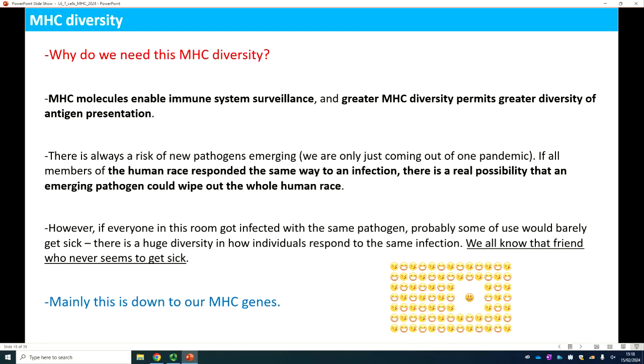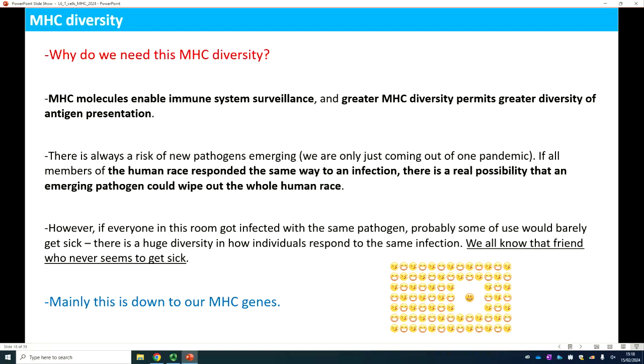So why do we need this MHC diversity? Well, I've already said that. It's the MHC molecules which enable this immune surveillance. Therefore, the more variability we have within our major histocompatibility complex, the greater the diversity of antigen presentation we can achieve. There's always a risk of a new pathogen emerging; you only need to think back to COVID-19, which we're still on the tail end of. But if all of us responded the same way to a pathogen, that would have disastrous consequences for us as a species, because a new pathogen could potentially wipe us all out because we all respond the same way.